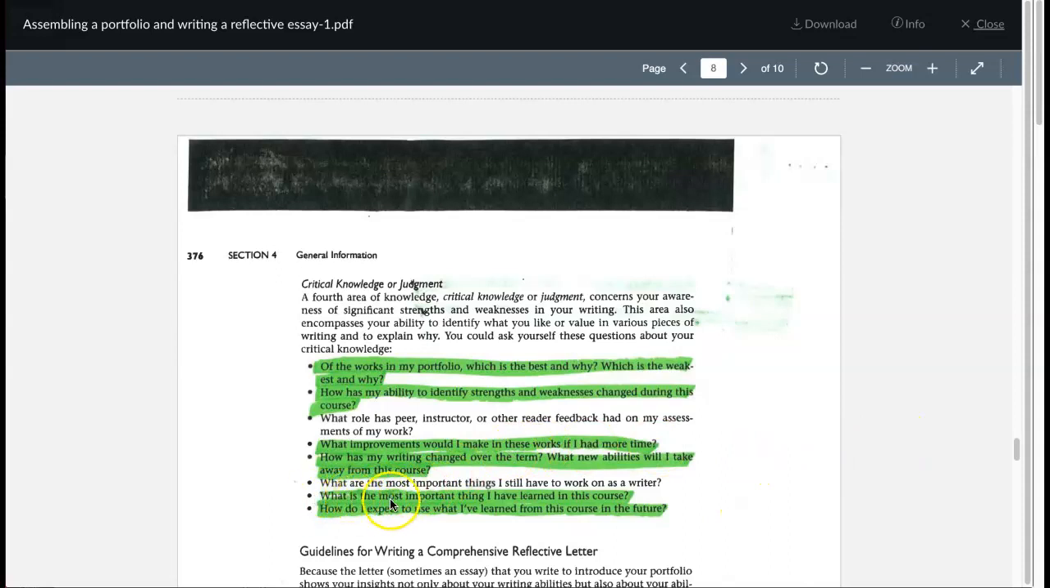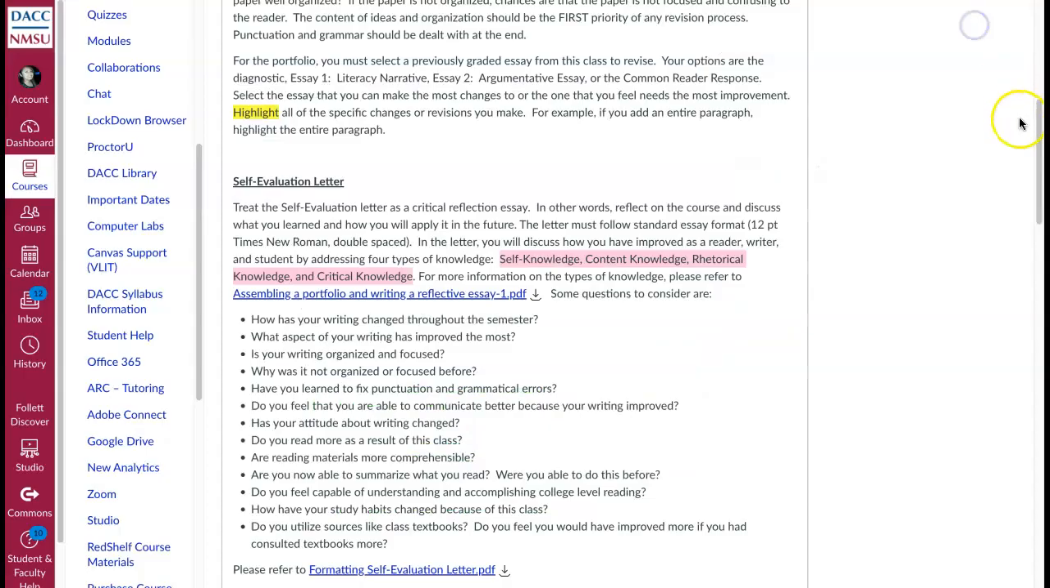I think these two are really, really good to figure out the conclusion. What is the most important thing I have learned in this course, and how do I expect to use what I've learned in this course in the future? If you look at the assignment, it specifically says to answer these two questions, right? So just remember that. For the conclusion, you want to address what you have learned, and you also want to address how you expect to use this in the future. So definitely look back at these questions when you are writing your conclusion.